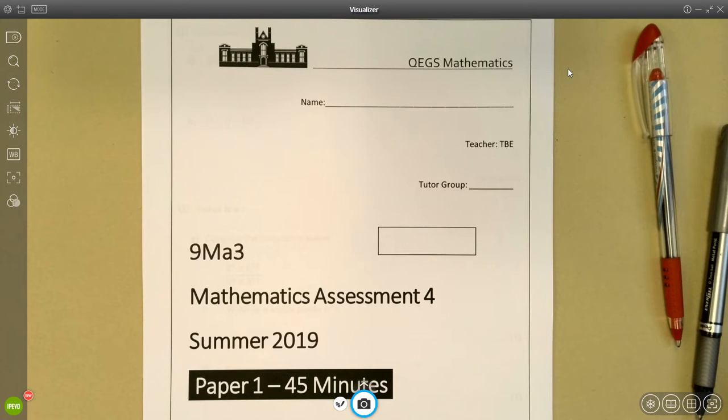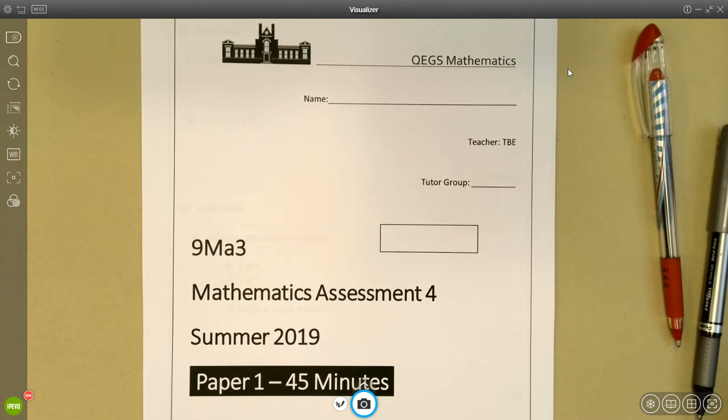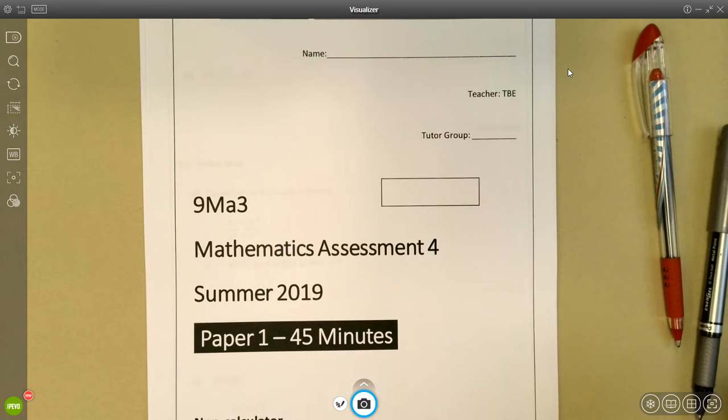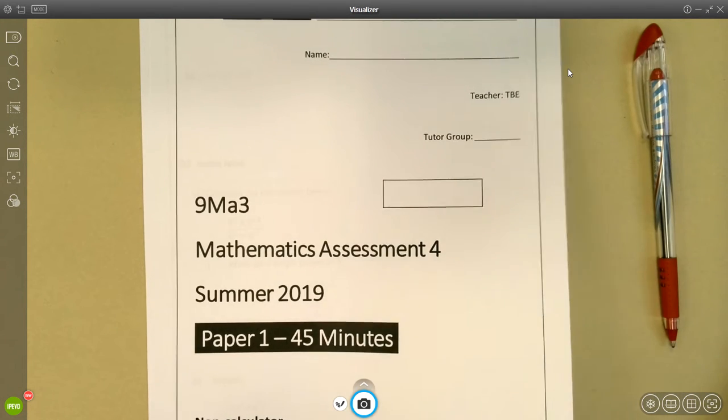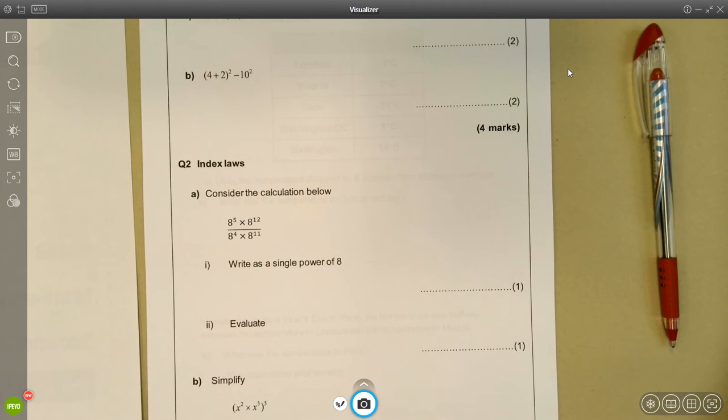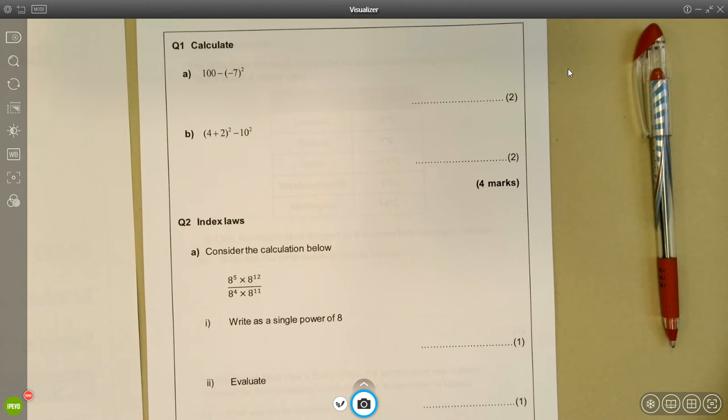Okay, we're going to look at my group's Year 9 Paper 1 for 2019. So I'm going to quickly blast through this paper. First up, question 1. Caught a few people out.